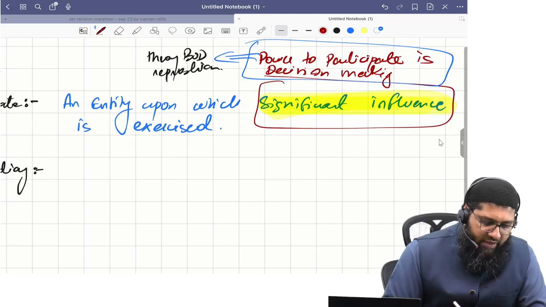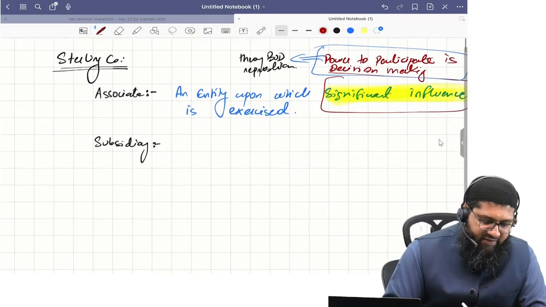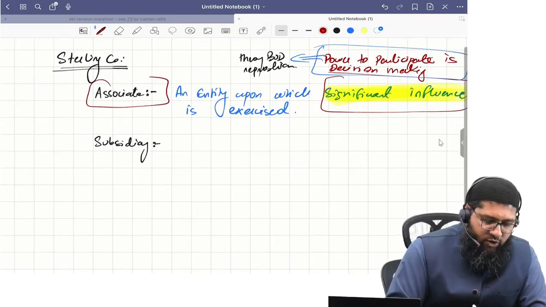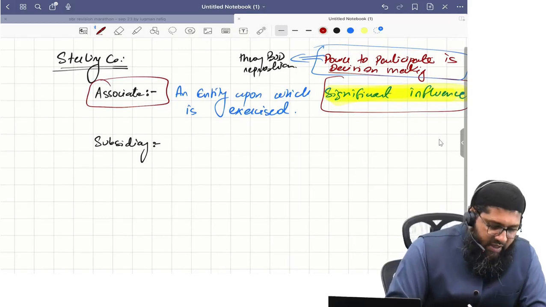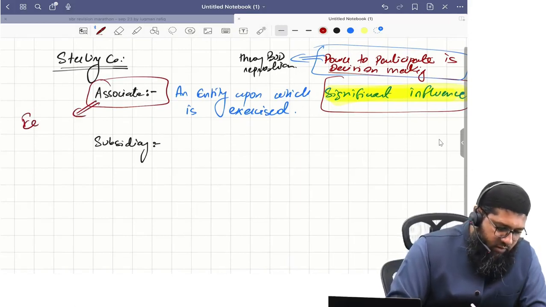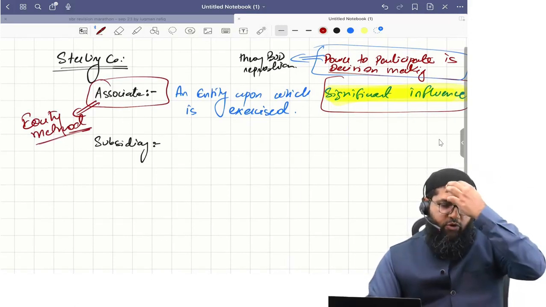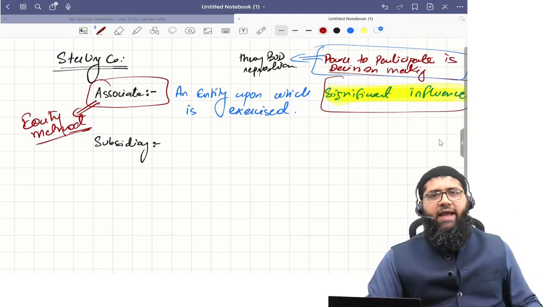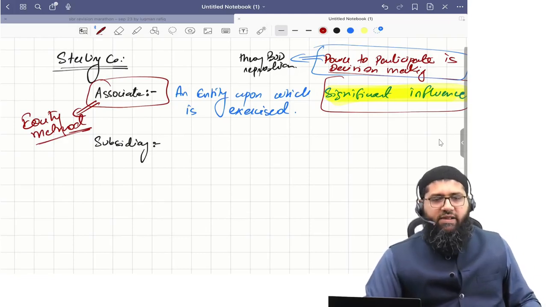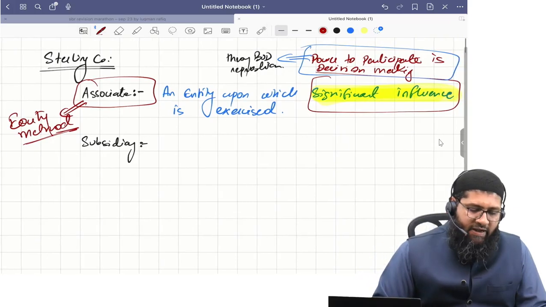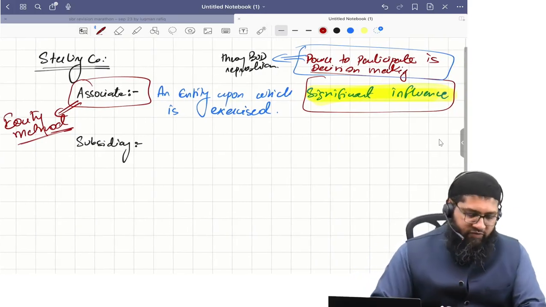And when we have an associate over which we exercise significant influence, what we do with respect to the associate is that we account for it using the equity method of accounting. I repeat, we account for the associate using the equity method of accounting. I'll discuss the equity method of accounting too, but before that, let's have a quick recall of the basic concepts.